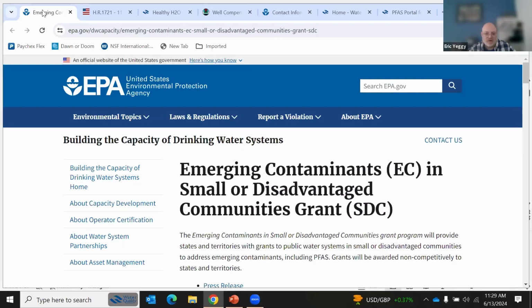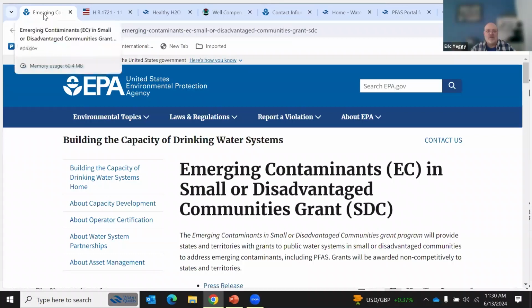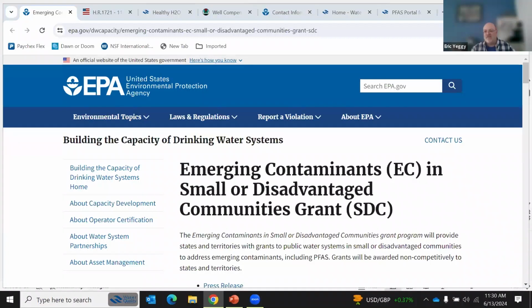Also, WQA recognizes that this is really a long-term problem, right? PFAS is not going away anytime soon. We've talked about the cycle, the recycling of PFAS back into the environment. It's pervasive in the environment already. It's going to be a long-term problem. It needs a long-term solution. And that's why we have been promoting what we call the Healthy H2O Act. Let's see if I can get to that here.